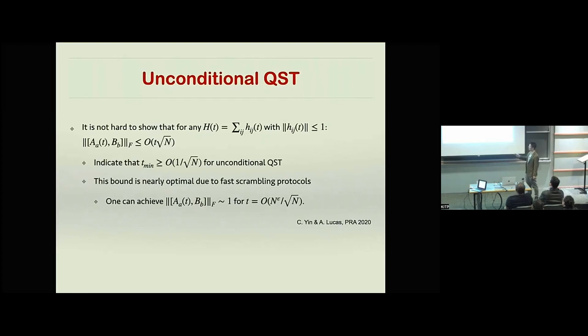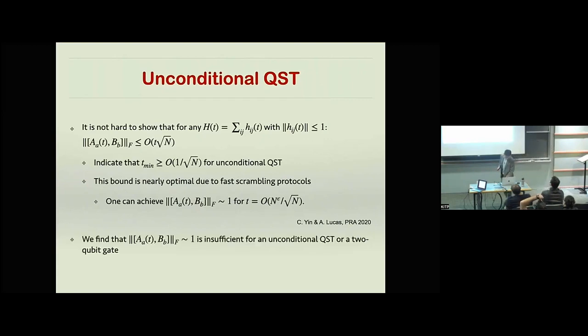But unfortunately, this bound is pretty much optimal, because there actually exist fast scrambling protocols found in Andy Lucas' group that show you can make this commutator equal to 1 in Frobenius norm for a time that is infinitely close to 1 over square root of n, with some small polynomial overhead. So this epsilon can be arbitrarily small but finite. So what we find is that even though this bound cannot be improved much, the problem is that having this Frobenius norm equal to 1 is not sufficient for doing a conditional quantum state transfer or a two-qubit gate.